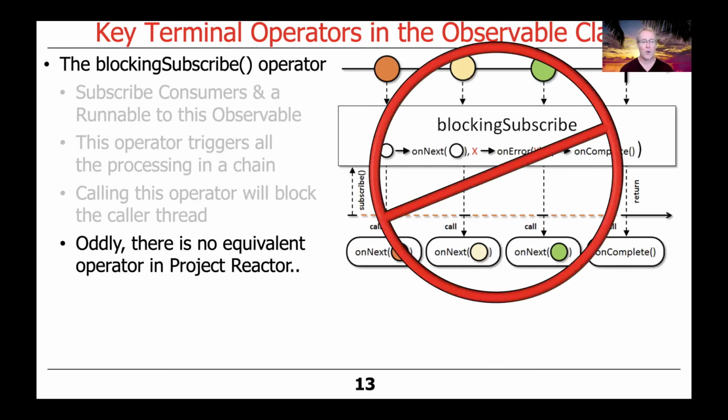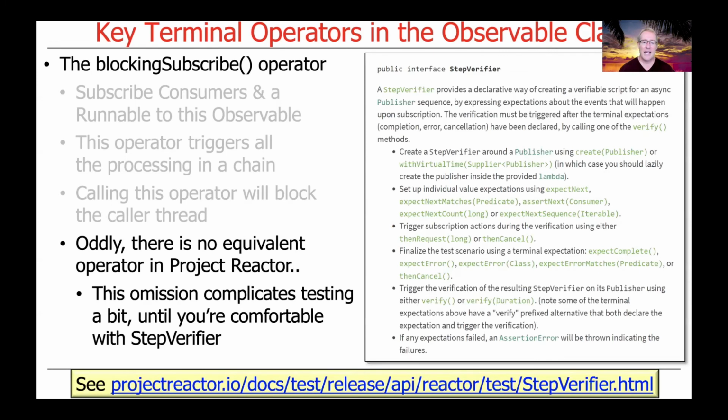Interestingly enough, there's no equivalent operator in Project Reactor. They don't have a blocking subscribe method defined in quite the same nice, succinct way as it's done in RxJava. This omission can complicate testing, especially simple test cases, until you're comfortable using something known as a StepVerifier. StepVerifier is a testing tool that can be used on Fluxes in Project Reactor. There's also some equivalent capabilities in RxJava. And so it's very useful to get familiar with using StepVerifiers to do testing.